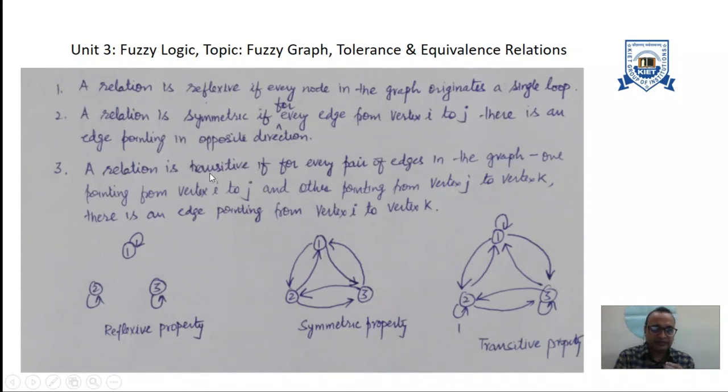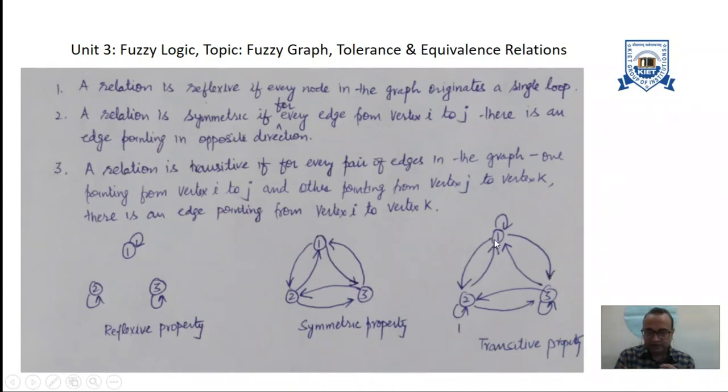Now the relation is known as the transitive relation. It means we can say that a relation satisfies the transitive property if for every pair of edges in the graph, one pointing from i to j and the other pointing from j to k, there is an edge pointing from vertex i to vertex k. Here you can see from 1 to 2 there is an edge, from 2 to 3 there is an edge, and from 3 to 1 there is an edge also.